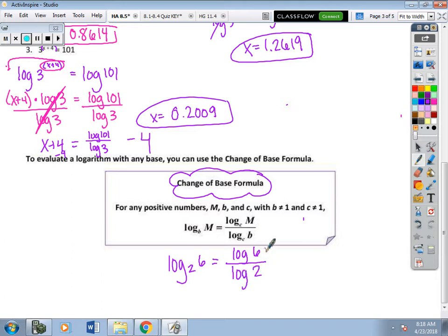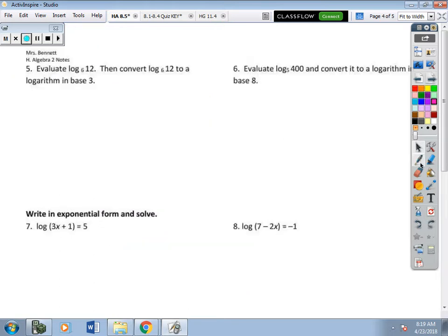Now they put this little c there because you can change the base to be anything you want it to be. We just usually choose base 10 because that's the common base in our calculator. So if you type this in your calculator, that will get you the answer of log base 2 of 6 without having to have a new calculator that does that. So on the back, we're going to practice this formula a couple times. And we're also going to take it a step further, and we're going to convert a log base 6 to a log that has a base of 3.